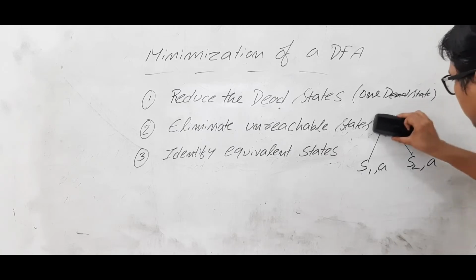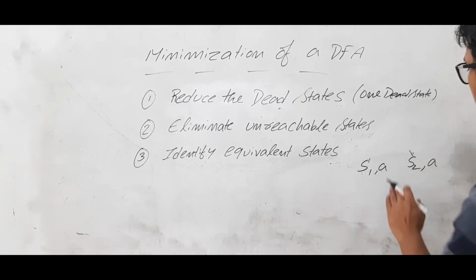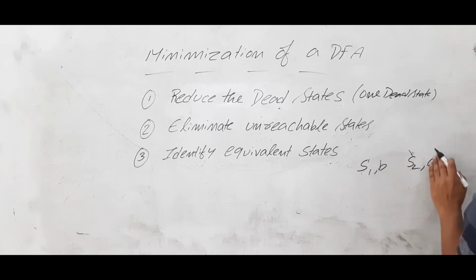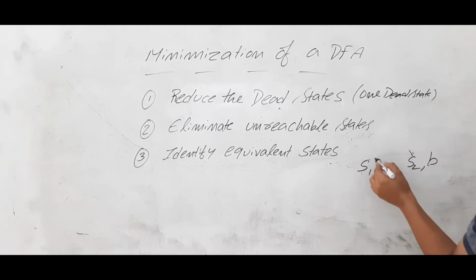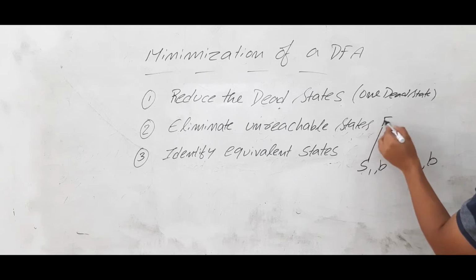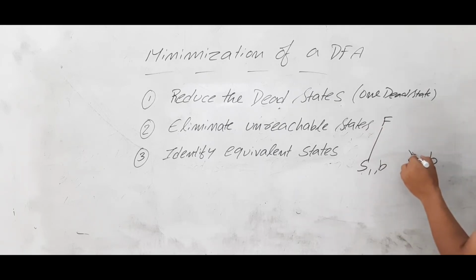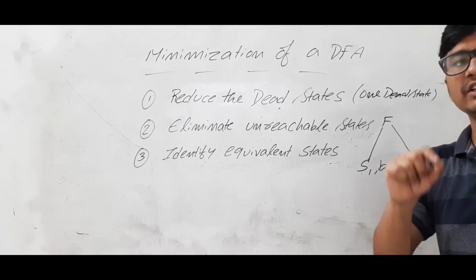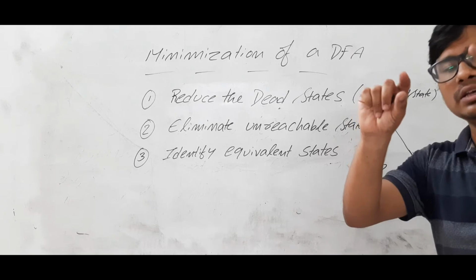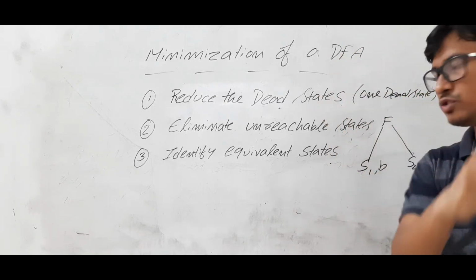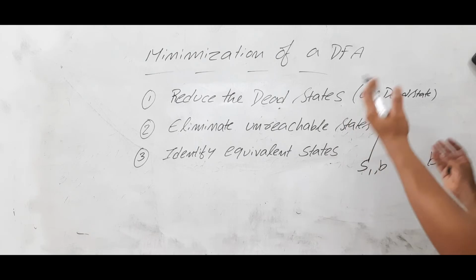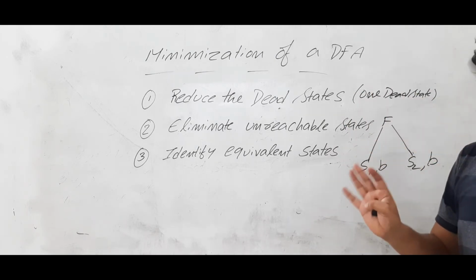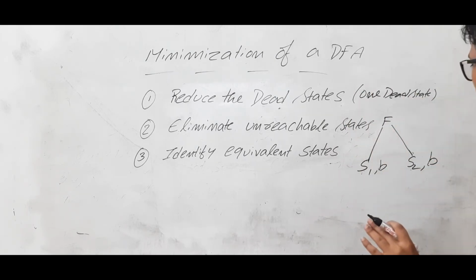Now let me repeat again. State 1 on B, state 2 on B, if state 1 on B is going to some final state and state 2 on B is also going to some final state, then we will call them equivalent. I hope you have understood. Two states, on taking the same alphabet, if they are going to non-final states, even if different non-final states, then no problem, they are equivalent. Is it clear? Are you able to understand?